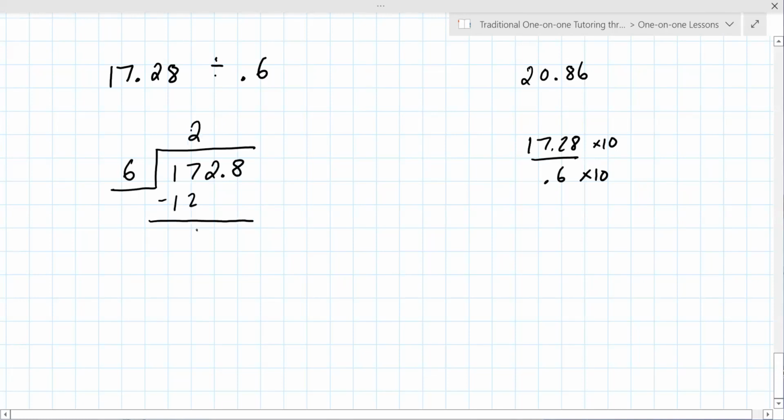And then you subtract and bring the 2 down. Now, does 6 go into 52? Yes. How many times? Eight times. Okay. 8 times 6 is 48. Good. And then you subtract, bring the 4, and then bring the 8 down. How many times does 6 go into 48? 8 times. There's your answer.